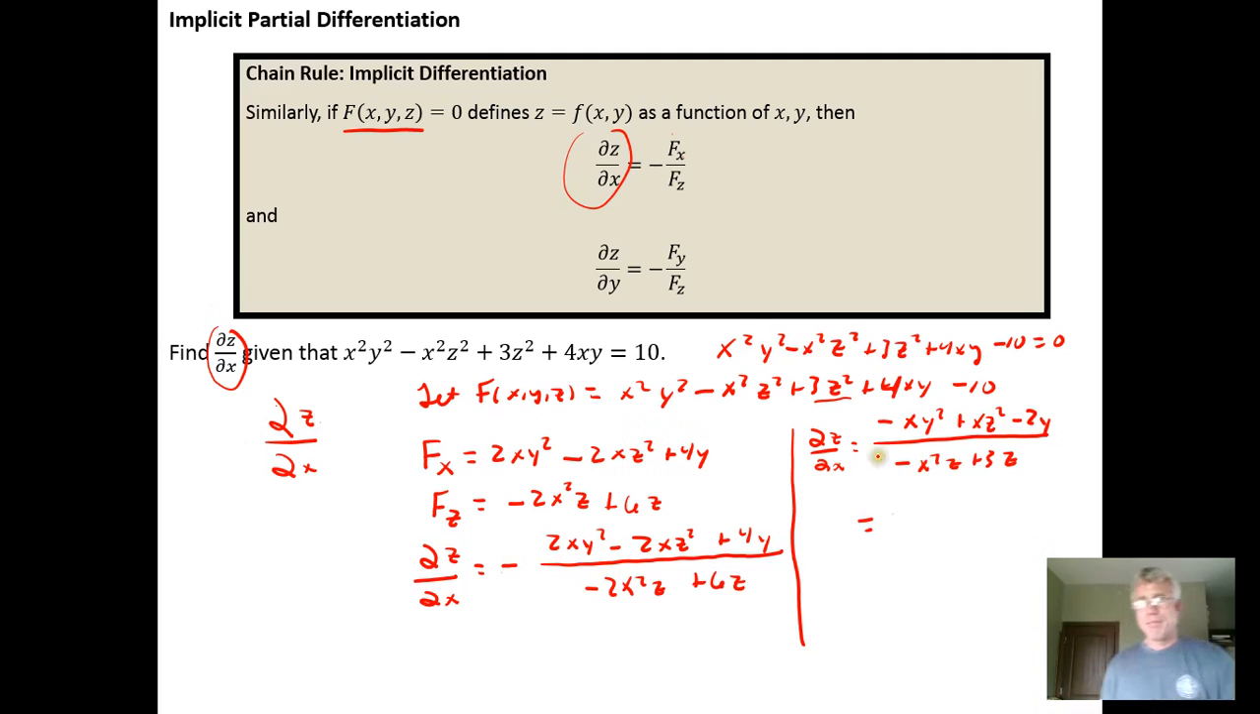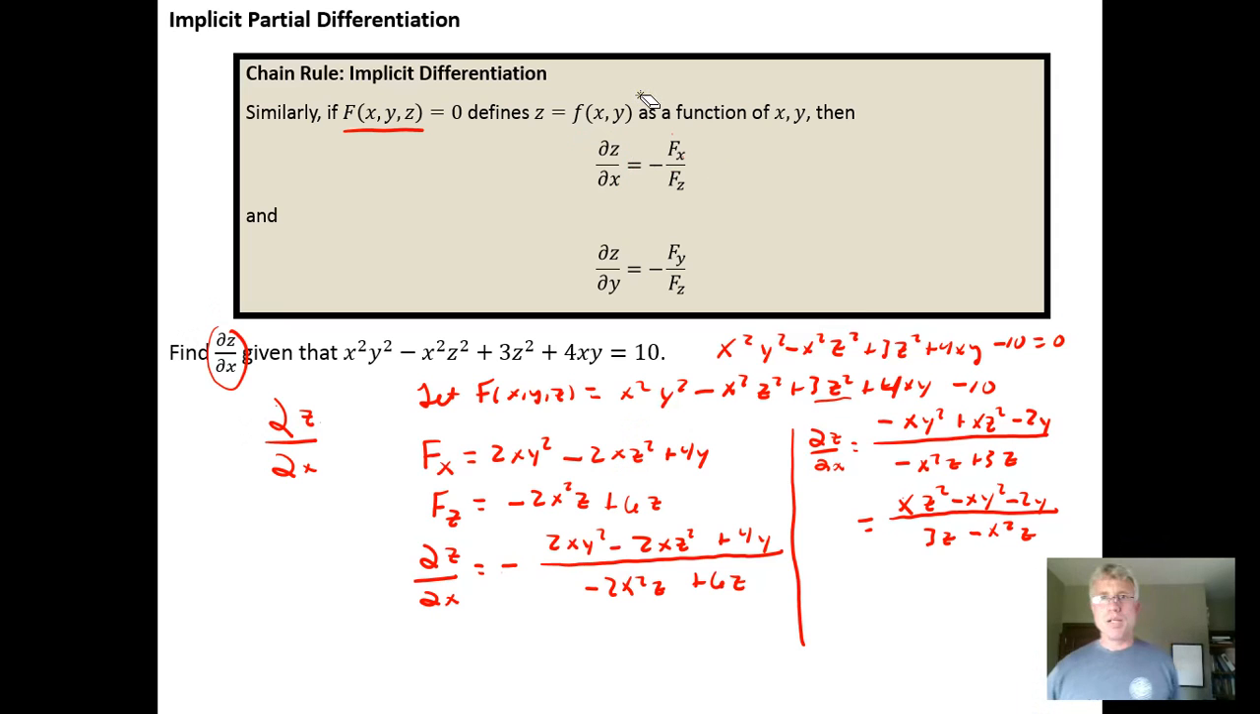Usually you're going to manipulate it so that you don't have a minus sign on the front if you can. So I would probably write it as x z squared minus x y squared minus 2y, and then down here, probably put that 3z first minus the x squared z term. And there's my partial derivative with respect to x using the formulas we developed in video, what was that, video 4. So you can see it's a pretty nifty way to do it. Conceptually very pleasing, I think. You might not agree, but I like it.